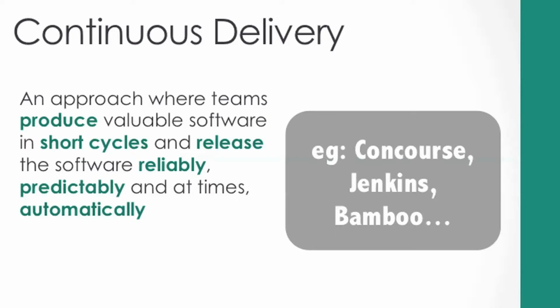And continuous delivery, again, bear with me for this last definition. Ideally being the key word, this is an approach where you have multiple teams producing ideally valuable software in short, definable cycles, and they're releasing it very reliably, very predictably, and at times, ideally, it should be done automatically. Some of the most common tools are Concourse, Jenkins, Bamboo. I'm pretty sure a lot of you are familiar with a lot of these tools.